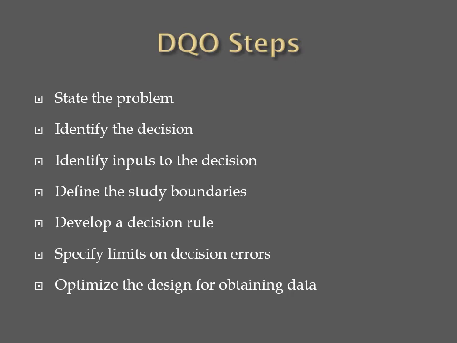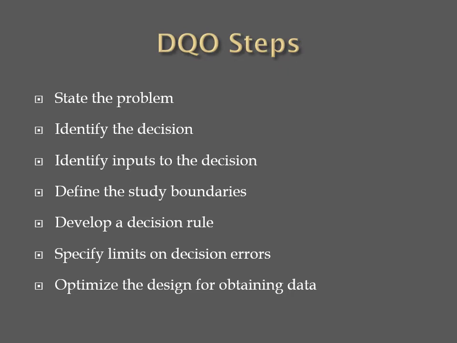And so then what are the inputs? What's the data that needs to go into those decisions to be able to make good decisions? We need to define study boundaries, and this needs to be both in terms of space, so really like the geographic boundaries, but also time. So how long is our study going to go for? How much data do we need in terms of that time? We need to identify something called the decision rule, which is essentially how are we going to make the decision?